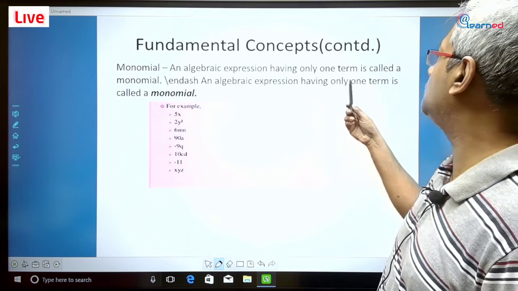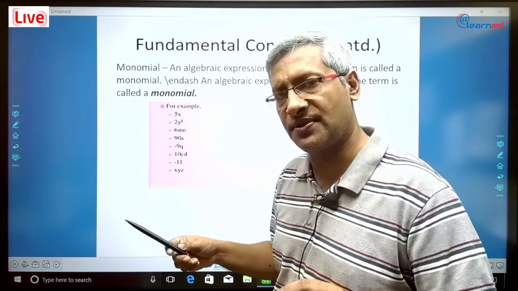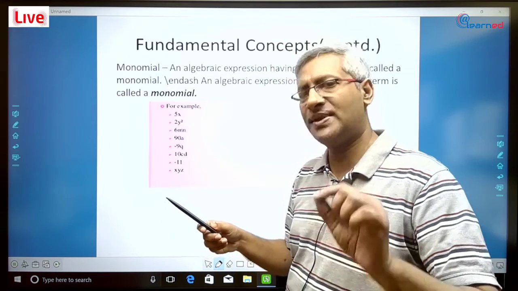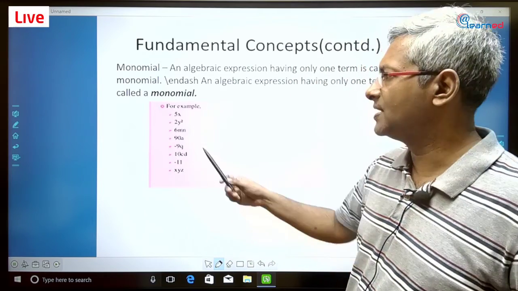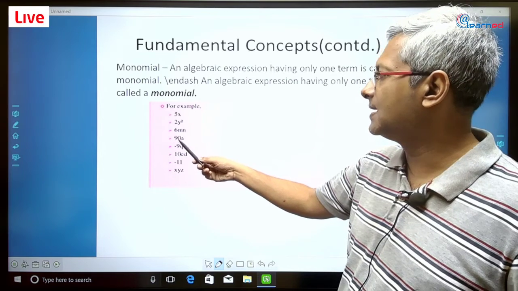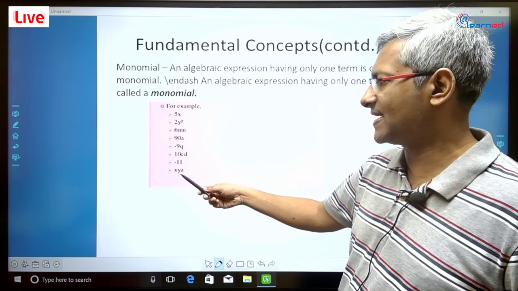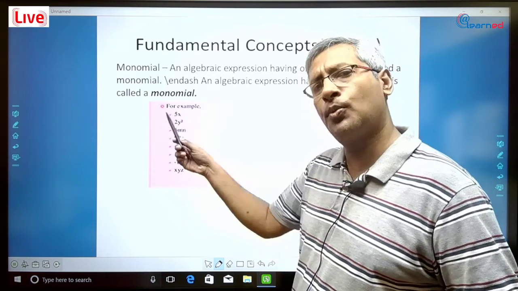An expression having only one term is called a monomial. Mono means one and mial means expression, so it's a single expression. Examples are 5x, 2y squared, 6mn, 90x, 10cd, minus 11xyz. These are all single expressions or monomials.